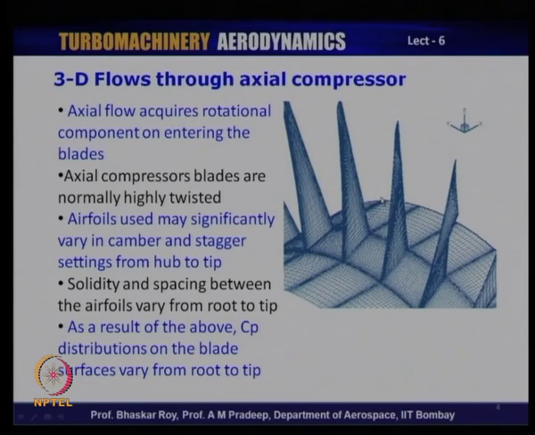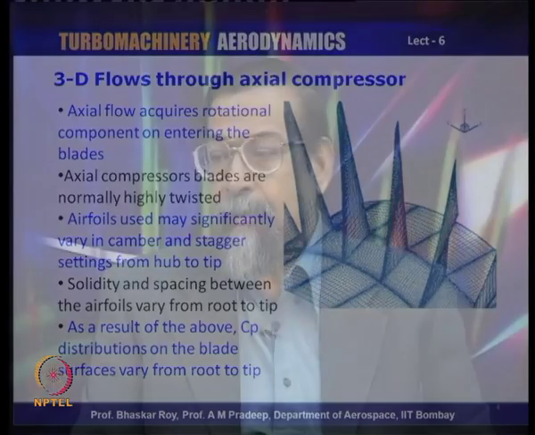So, the solidity of the blade, which you, as you have done before, is defined as chord by spacing of a particular blade, would vary from root to the tip of the blade quite substantially in most modern axial flow compressors. Now, since you are using different aerofoils of different camber, different stagger, different velocity field, different solidity and spacing, it follows that the Cp distribution, or the coefficient of pressure distribution, over each of these aerofoil sections from root to the tip of the blade would also automatically vary substantially.